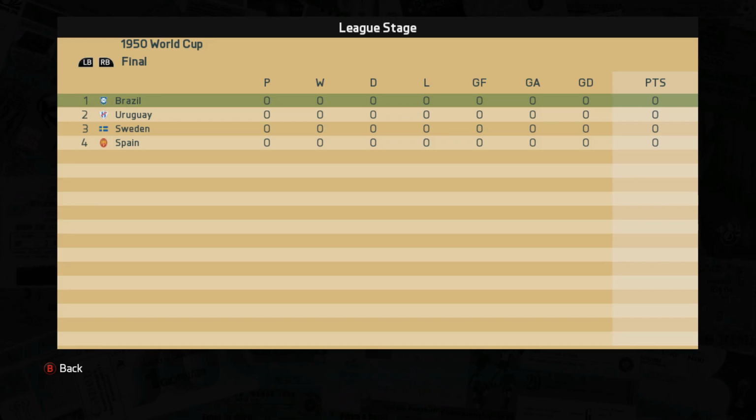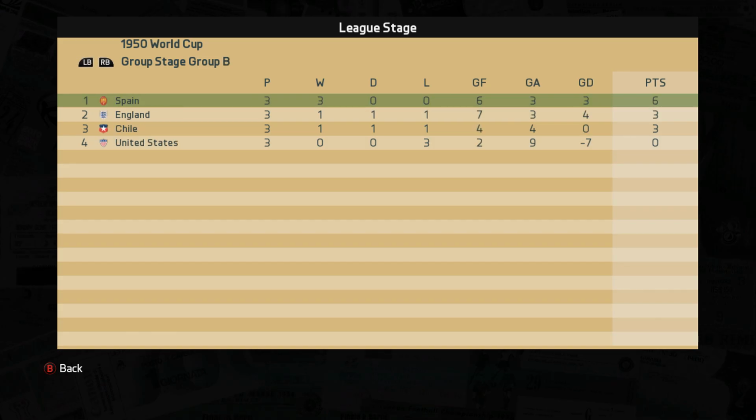So now we have a final table. Whatever format they were using here, I don't know. And why Uruguay and Bolivia only played one match each, because I guess there's just 2 teams in that group. So now we have a final table consisting of Brazil, Uruguay, Sweden and Spain. So those are the teams that made it through to the final, I guess.